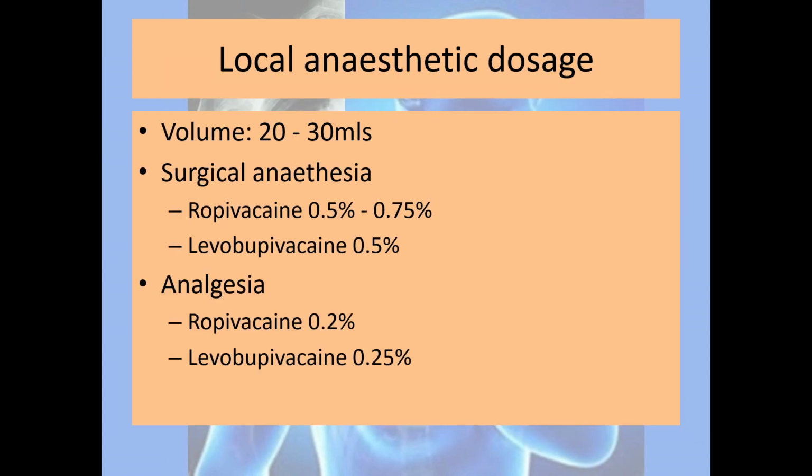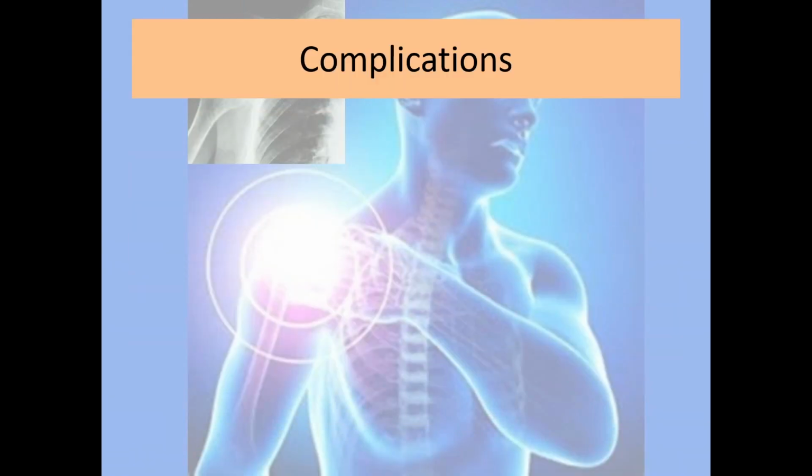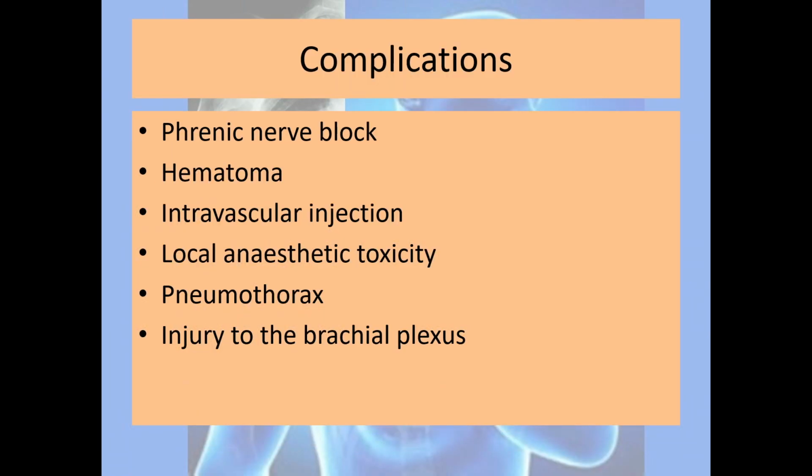The volume that we use for supraclavicular block can vary between 20 mils to 30 mils, and the concentration is the same. Complications are the usual ones: we can have nerve injury, hematoma, pneumothorax.